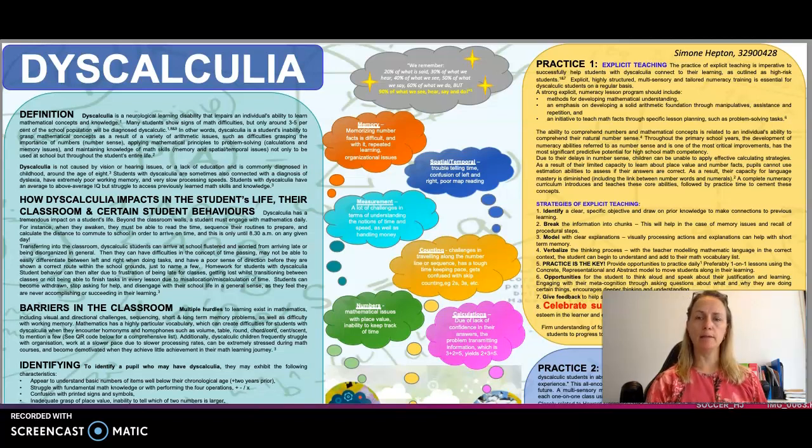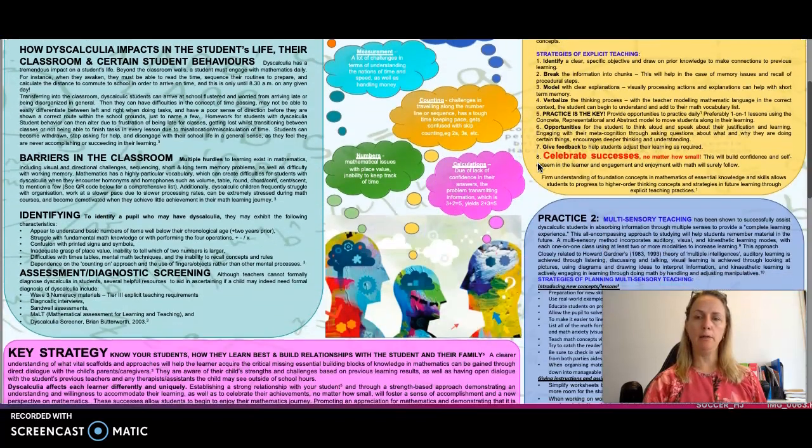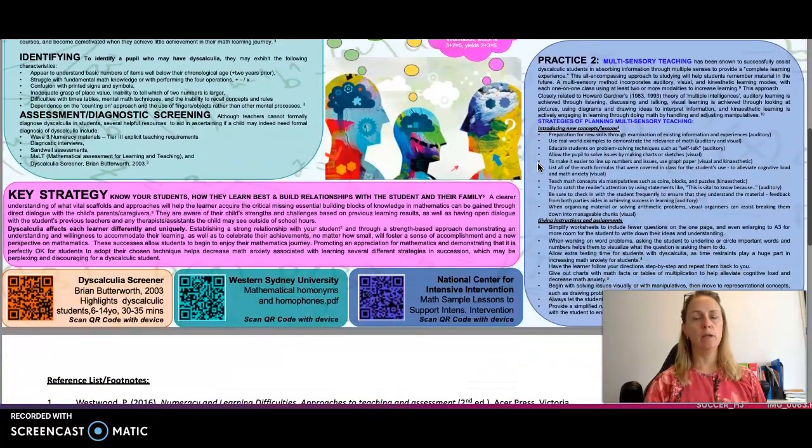My second practice that I have included is multisensory teaching. Students with dyscalculia usually enjoy multisensory teaching. It has been shown to successfully assist them in absorbing information through multiple senses. So introducing new concepts, you prepare for new skills through examination of existing information, so connecting to prior knowledge, that's auditory. Use real-world examples, auditory and visual.